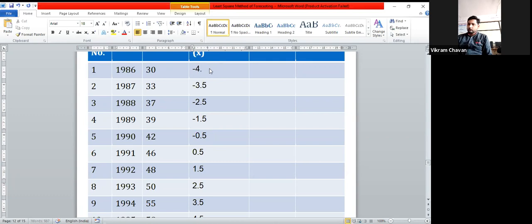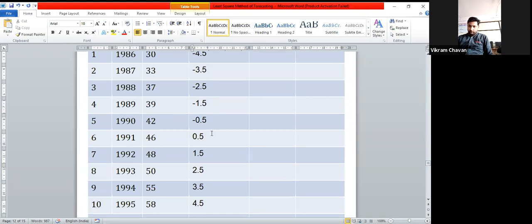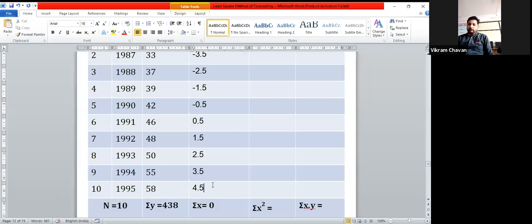-4.5. If you add up all these quantities, -4.5, -3.5, -2.5, -1.5, -0.5, plus 0.5, plus 1.5, plus 2.5, plus 3.5, plus 4.5, that addition will be considered as the summation of x, and that will be equal to 0.